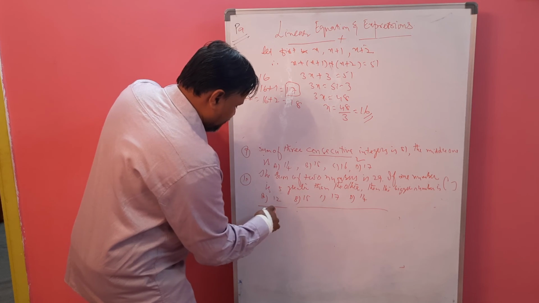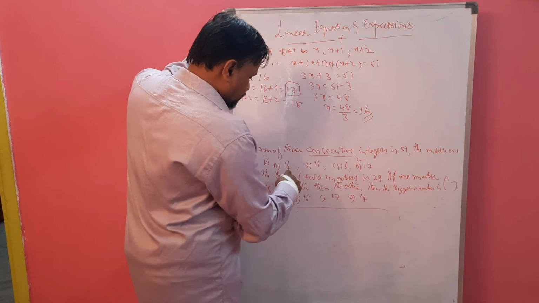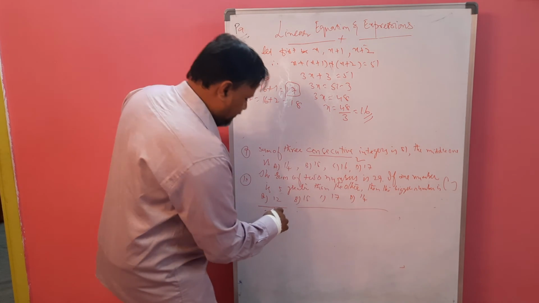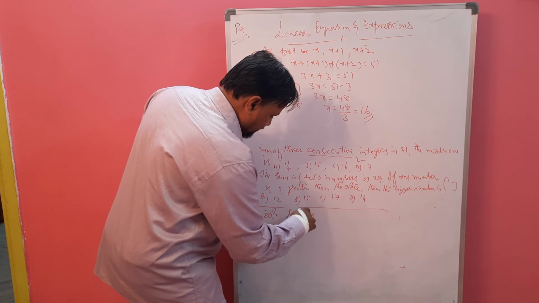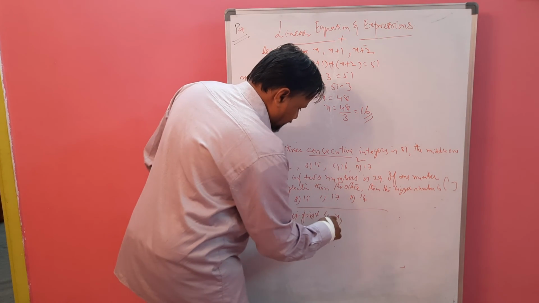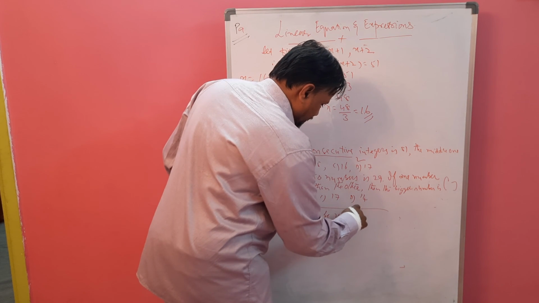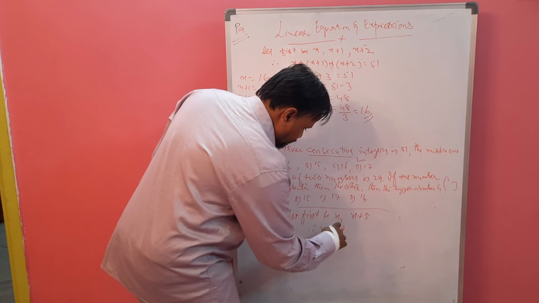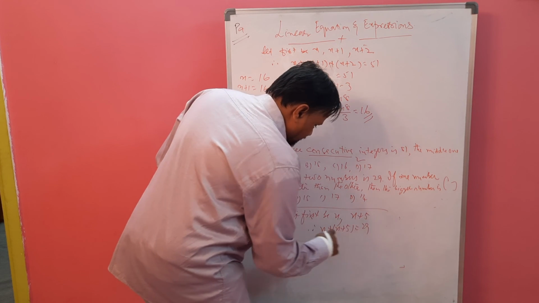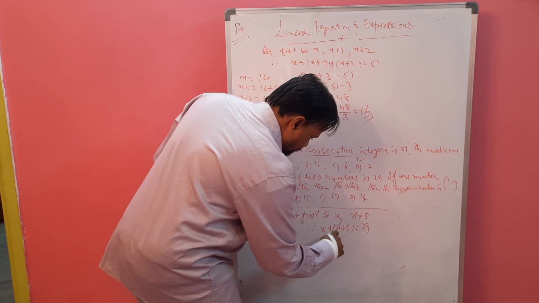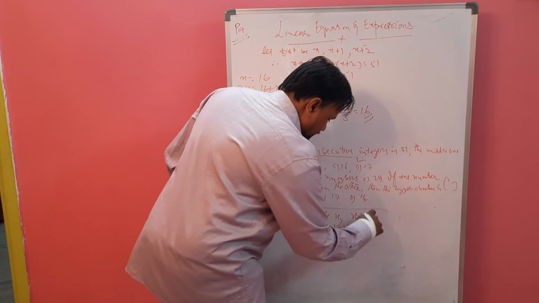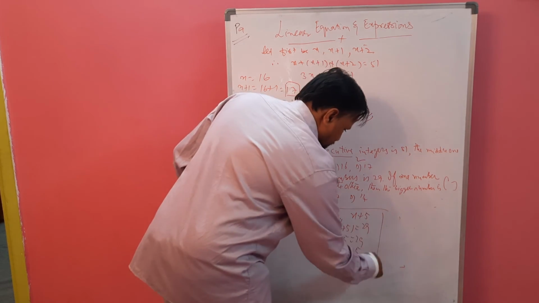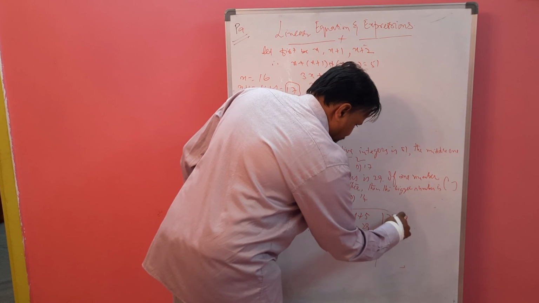Now see the solution of this 10th question. Sum of two numbers is 29. If one number is 5 greater than the other, let first number be x. So the other number is 5 greater than this. 5 greater means we have to add. This is two numbers. That means x plus x plus 5 equal to 29. Now x plus x, 2x plus 5 equal to 29. So this is 2x equal to 29 minus 5. So this is nothing but 2x equal to 24.